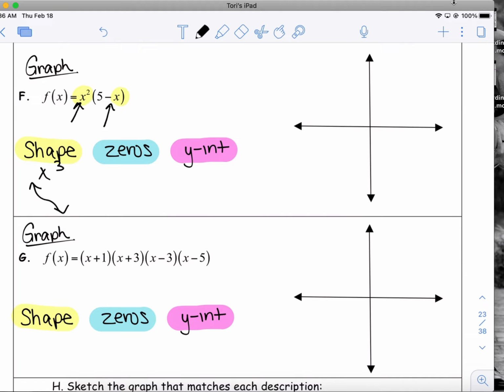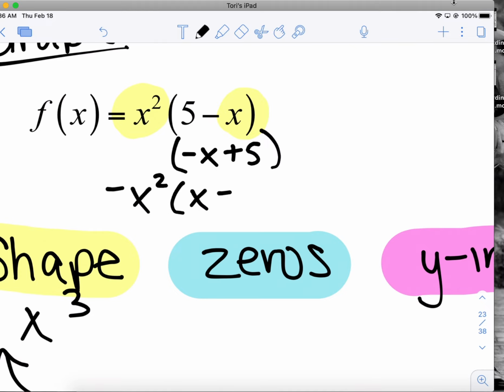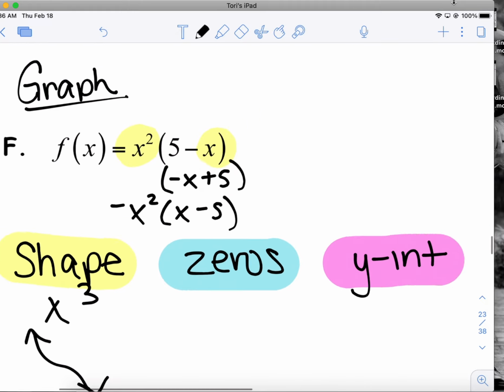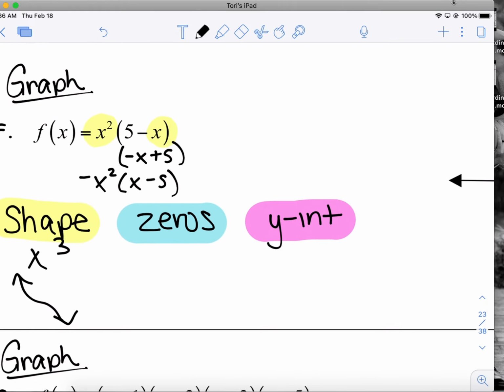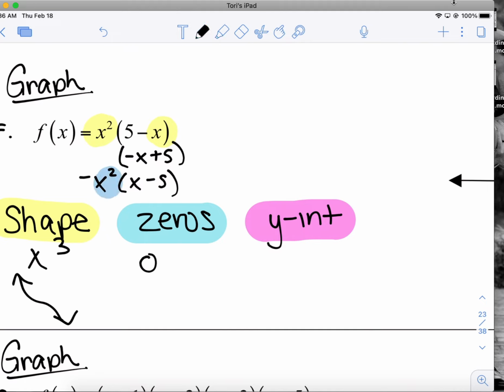Okay? My zeros, for me personally, and this may not be the way you prefer to do it, I kind of look at this like there's a negative in front of that x. So for me, it's helpful to switch this and then pull out that negative. So to make my life easier, I'm looking at it more like this. Okay? All right, so from there, my first x right here is going to give me a 0. My second x here is going to give me that 5.